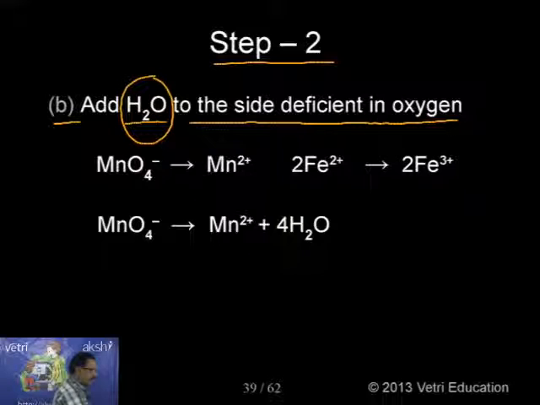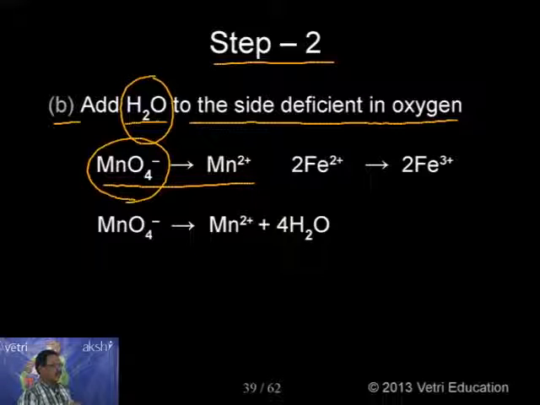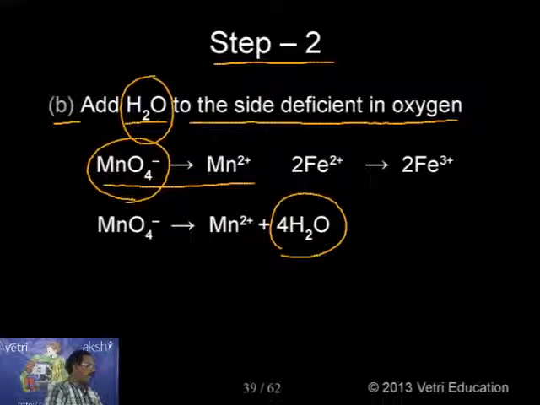In the left side, I have shown you the oxidizing agent MnO4 minus giving Mn2 plus. In MnO4 minus there are 4 oxygen on the left side, and on the right side there is no oxygen. So according to 2b, I am adding 4 H2O on the right side, because the rule clearly says, add H2O to the side deficient in oxygen. In order to satisfy 2b, I am adding 4H2O. Very clear.